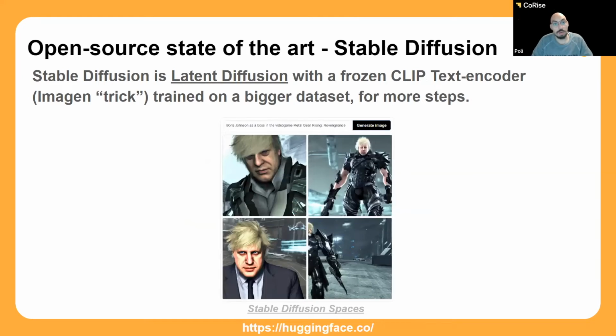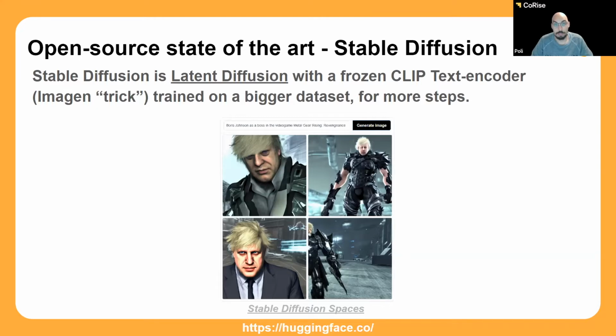And with that, we arrived at the open source state of the art, which is Stable Diffusion. Stable Diffusion is a latent diffusion process with a frozen CLIP text encoder, which is a trick from the Imagen paper that I just showed before, trained on a bigger dataset than latent diffusion and for more steps. And that, yeah, essentially took over the internet. You might have seen a lot of examples and demos and memes about this, and maybe you'll use it as well. But yeah, this is where this comes from.